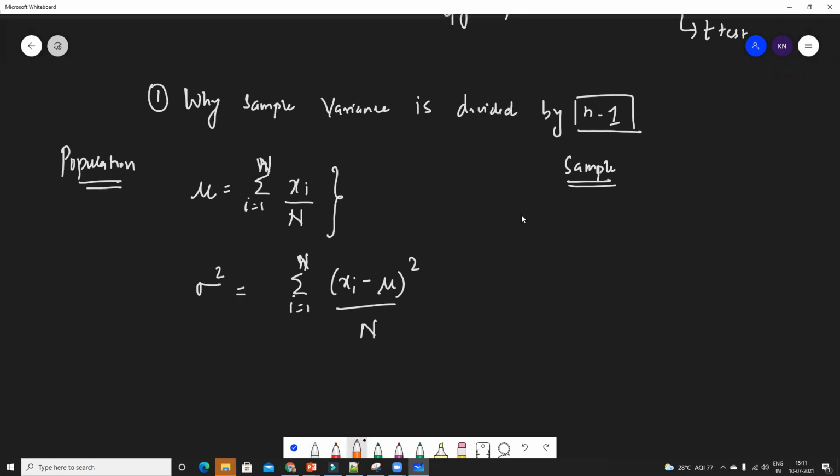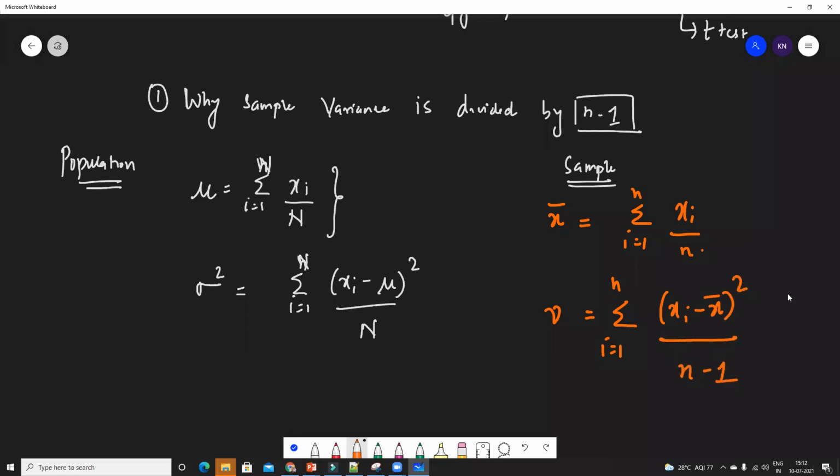Now let's go ahead and discuss with respect to sample. In sample, we write x bar. In x bar, summation of i equal to 1 to n of x of i divided by n. And variance, which I will write as V, will be given as summation of i equal to 1 to small n of x of i minus x bar whole square divided by n minus 1. This is the real formula with respect to the sample variance.